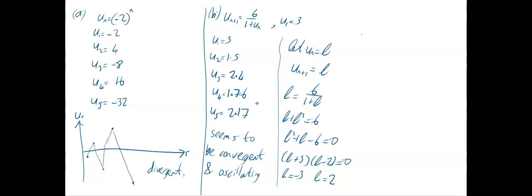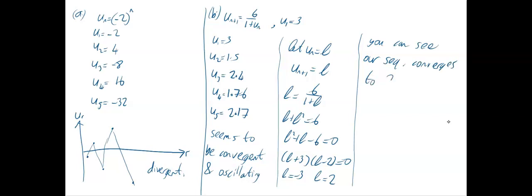Right, now this is just where it takes a wee bit of common sense. If you look at what we've got, these have never even been negative, and it does look like it's gone from 3 to 1.5, then to 2.4, then to 1.76, then to 2.17. So it definitely looks like it's converging to 2. So you can see our sequence converges to 2.